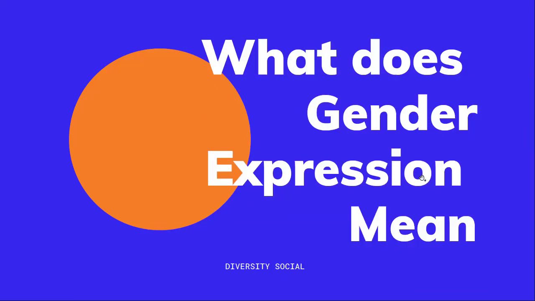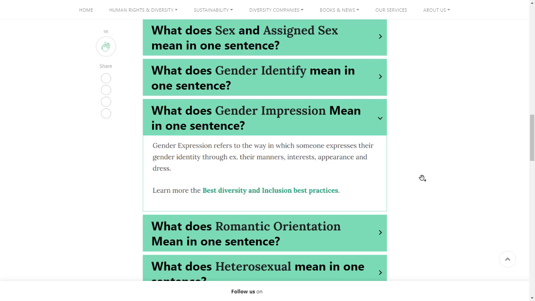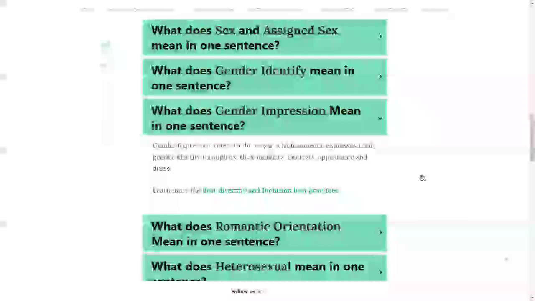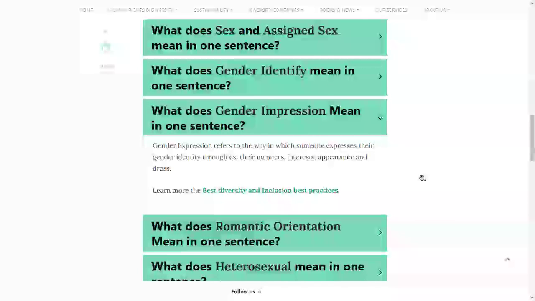What does gender expression mean? Gender expression refers to the way in which someone expresses their gender identity through their manners, interests, appearance, or the way they dress.